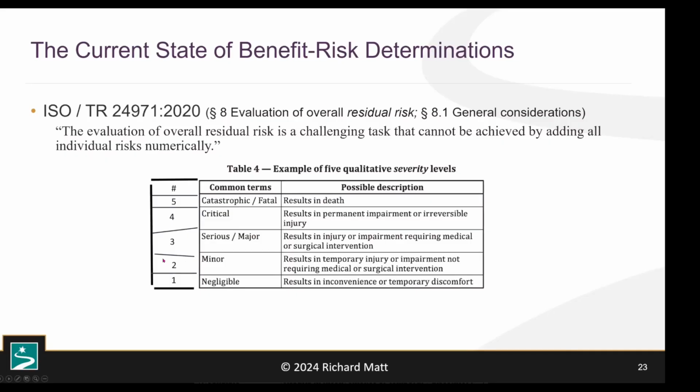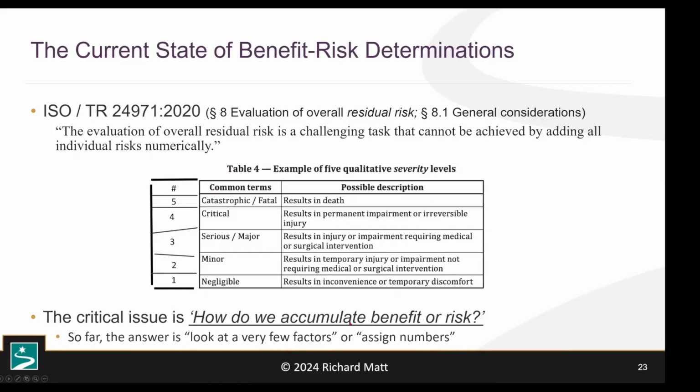If you were to assign numbers like this, then 3 minor injuries, when you sum them up, would be 6. And that'd be more important than 1 catastrophic injury that caused death. And I think everybody would agree that that's not what we want to have happen. We don't want 3 minor injuries to count more than a death. But that's what happens inevitably when you add up individual risk numbers that have been assigned in this sort of a manner.